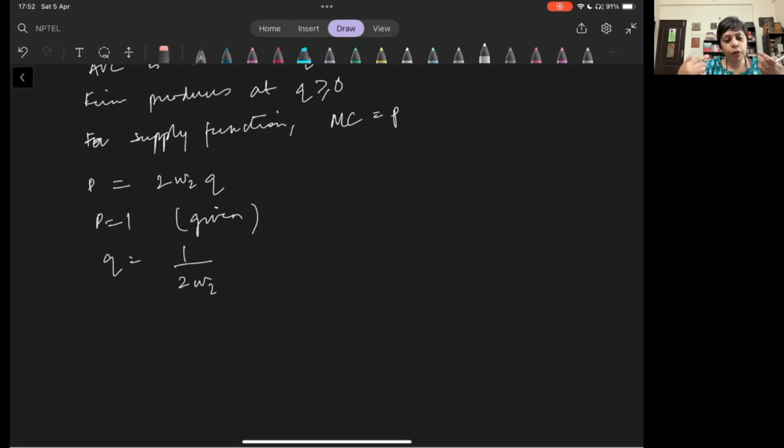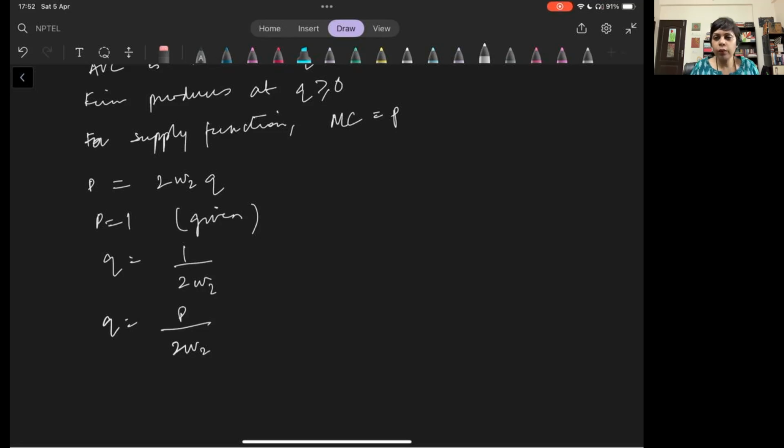Yeah, so one of the options is Q equal to 1 upon 2W2. So that is the supply function. Now in the case where P was not 1, for example, then this would just be Q equal to P upon 2W2. In our case, we are just given this in the same way.